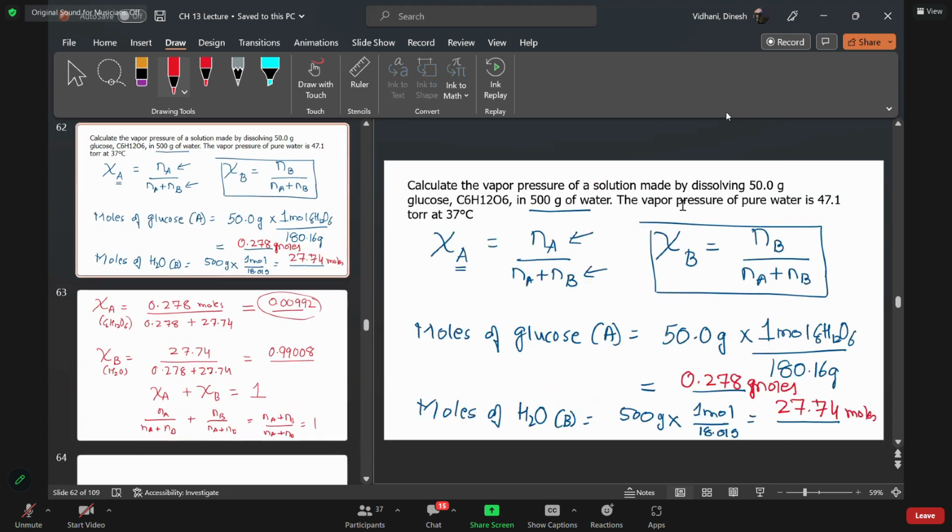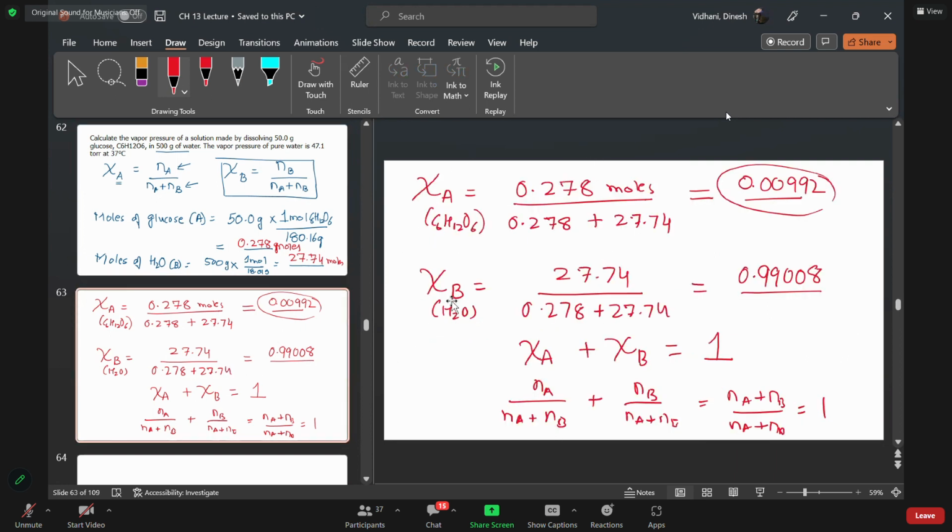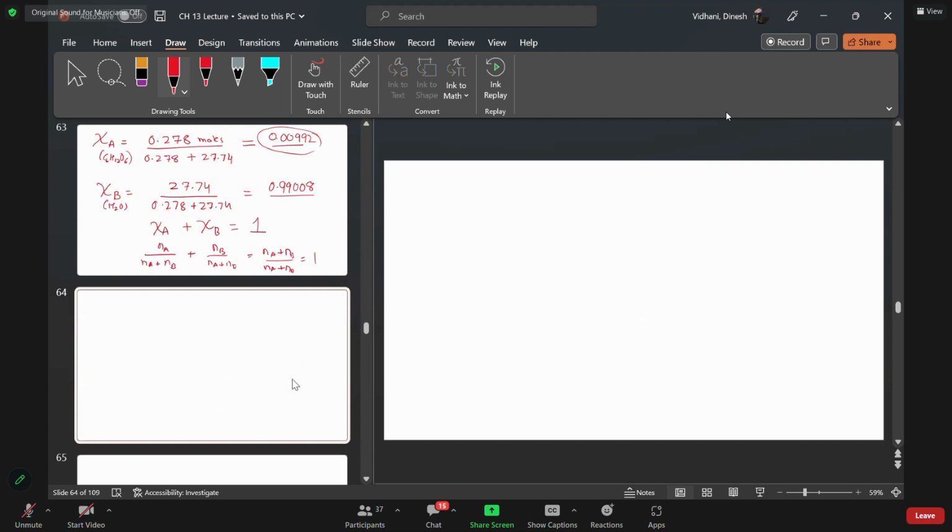Here, we are given the vapor pressure of pure water, which is 47.1 torrs at 37 degrees centigrade. So out of these two mole fractions, which mole fraction should I be using? Should I be using B? Exactly. So in this case, the vapor pressure of solution is going to be XB multiplied by pure B. Can you tell me the answer now?